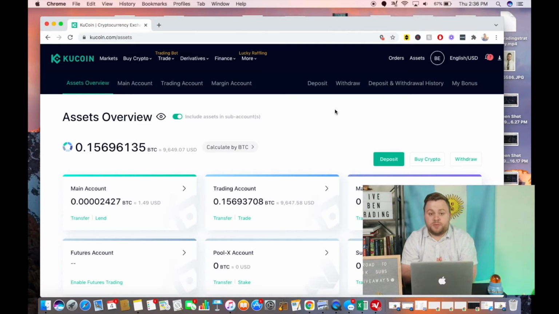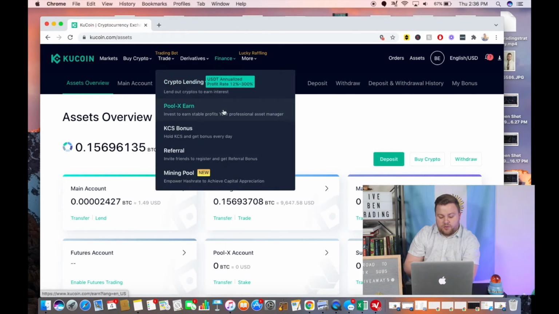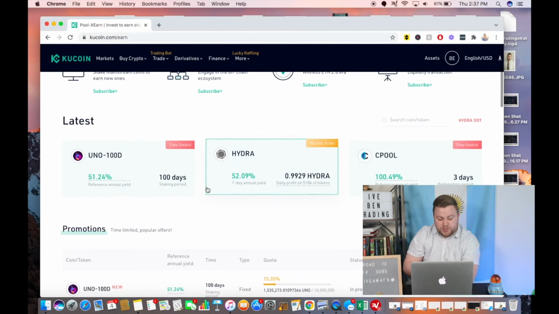So here on Kucoin, some of the biggest things they're known for are their staking and lending. So for staking, you would go over here and you'd click on the tab Finance. And then right here, Pool X Earn is going to be the staking. Then what you'll do is you'll find the crypto that you want. So you can click on this and then you look for the crypto that you want.